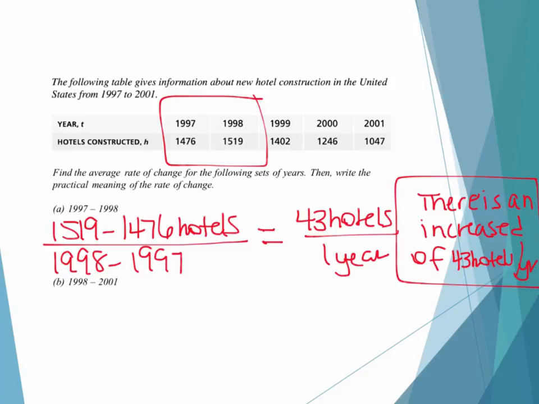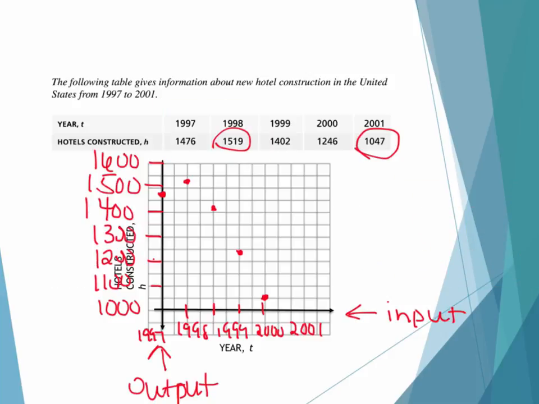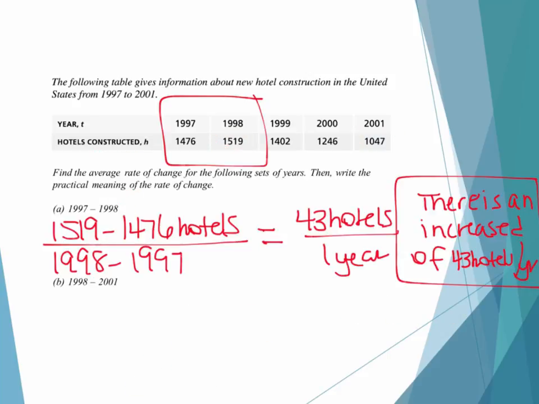Okay, we're going to do the same thing for 1998 to 2001. So that's where we saw the decrease in construction. So we're going to find what the average decrease is. Okay, so we need these two pieces of information. Again, remember it's an average, so we don't need every single point.